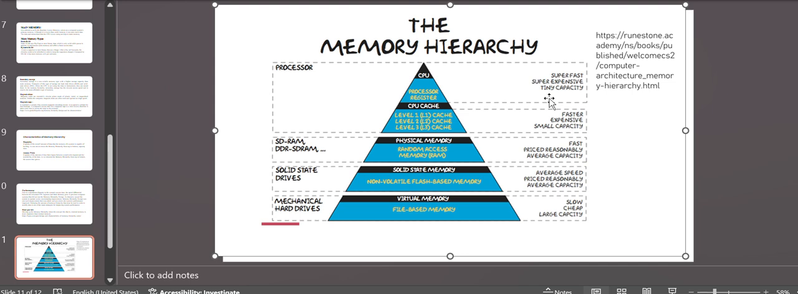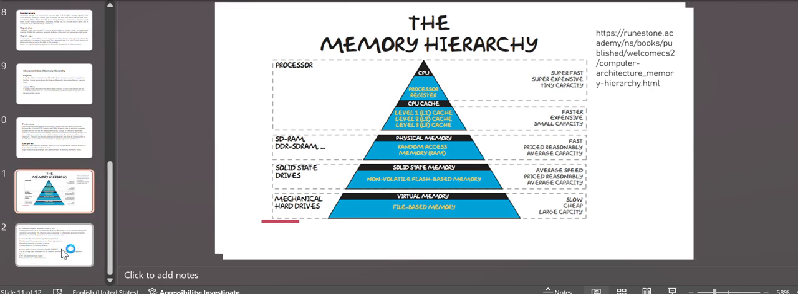Level 2 cache is fast, expensive, and small capacity. And physical memory like secondary memory is fast, price reasonable, and average capacity. Primary memory has average speed, reasonable price, and average capacity. And mechanical hard drives and virtual memory are slow, cheap, and larger capacity.